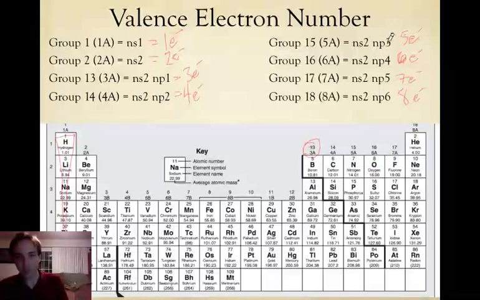Okay, we can double check this here. Notice s plus p gives us 5. S plus p gives us 6. S plus p, or 2 plus 5, gives us 7. So when we're looking at the valence electron number, there's 2 ways you can do it. You look at the number next to the A, or you take s plus p. Either way will give you the valence electrons. Okay?